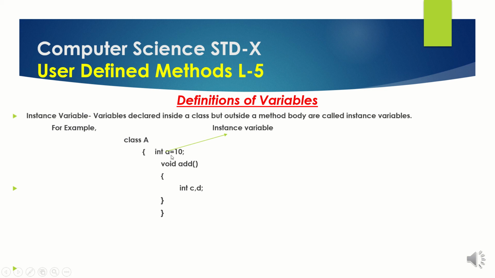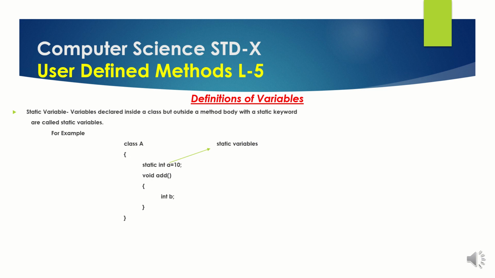And the last one is static variables. They belong to the class, that's why they are also called class level variables. Static variables are declared inside a class but outside a method with a static keyword. They belong to the class, not to an object. The deep and detailed concept we will see in the next video.